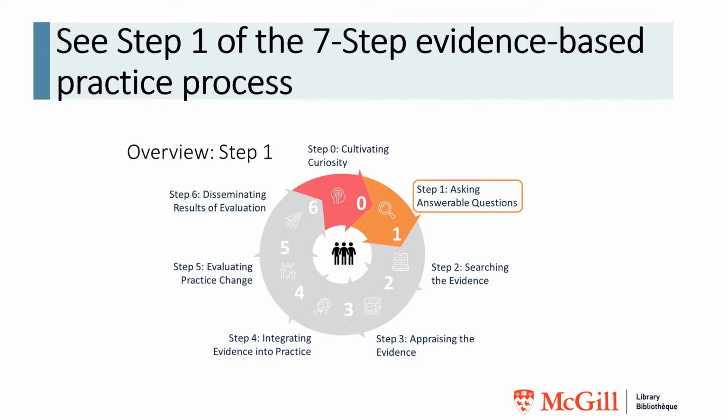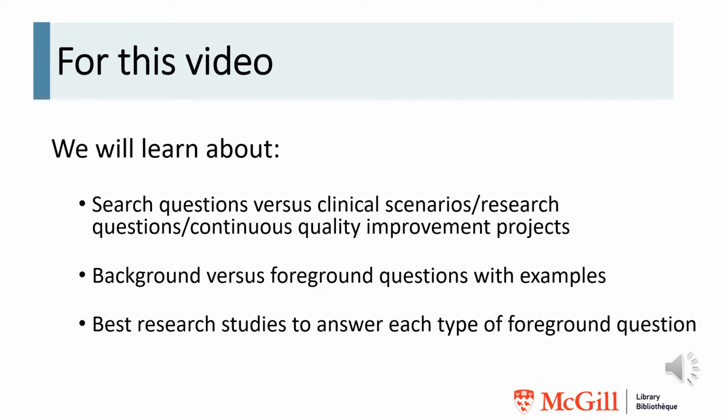We're at step 1 of the 7-step evidence-based practice process. In this video, we will learn about search questions versus clinical scenarios and research questions, as well as continuous quality improvement projects. We will look at background versus foreground questions with some examples, and we'll look at what are the best research studies to answer each type of foreground question.